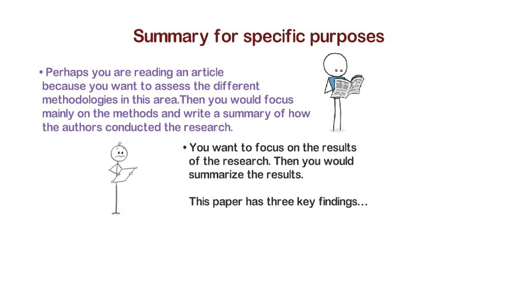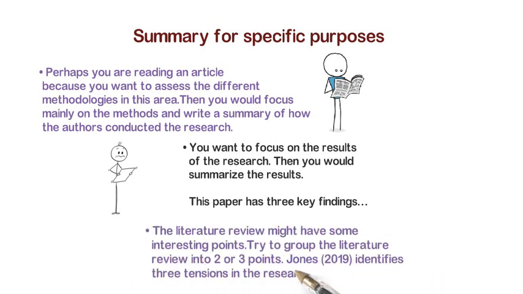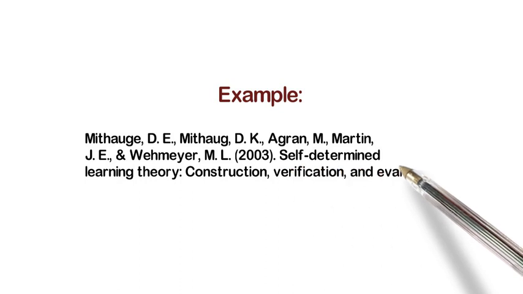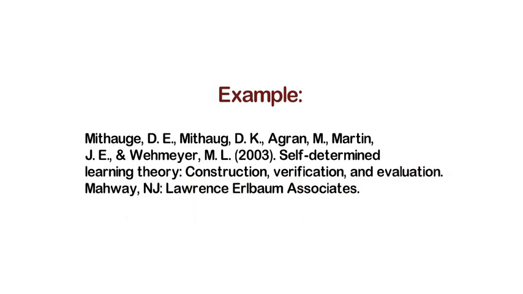You might look at the literature review and summarize the literature review. Try to group the review into 2 or 3 points. Jones identifies 3 tensions in the research literature. So what I'm saying is that sometimes you focus on certain aspects of the paper for your summaries. You don't need to always summarize the paper as a whole. So here's an example from this particular paper, and I'm going to read it for you just to show you what I mean.